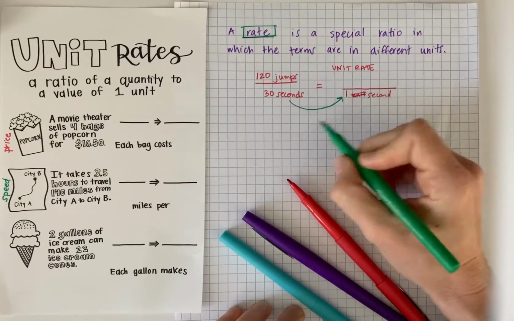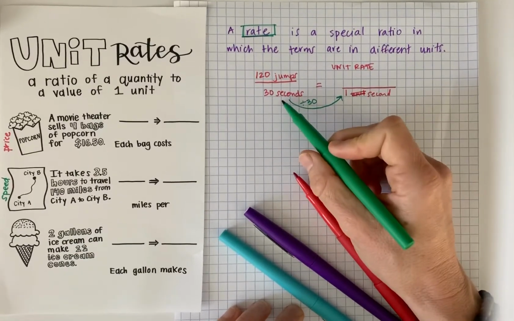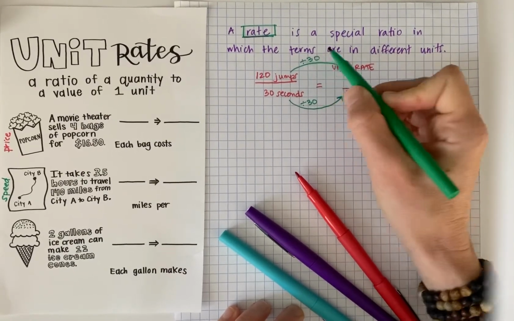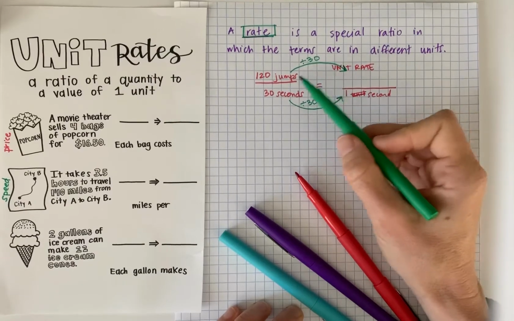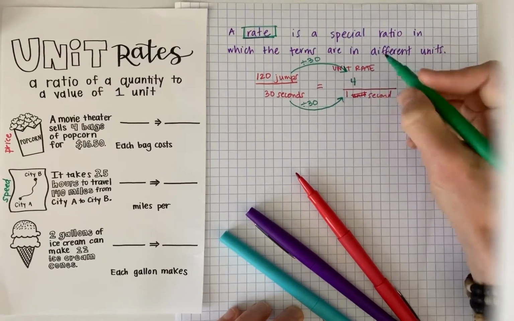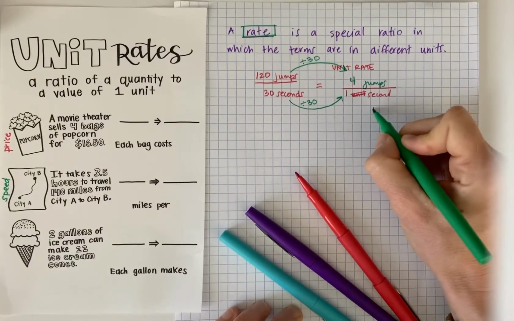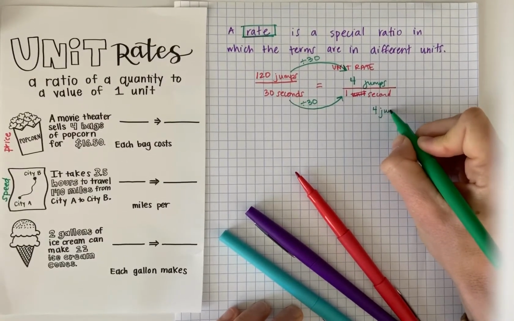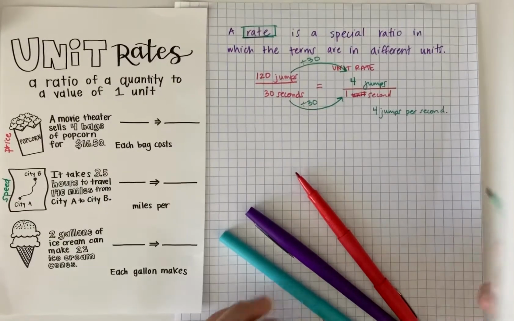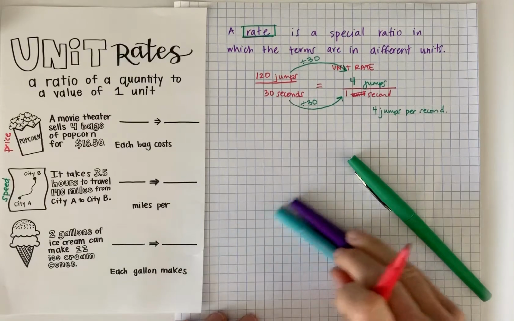So if I'm going from 30 to 1, I'm basically dividing that by 30. And whatever I do to my denominator, I also have to do to my numerator. Divide by 30. I'm pretty much dividing by a scale factor of 30. So I'm doing the same thing to the numerator and denominator. So 120 divided by 30 is going to be 4 jumps. So I could write that her unit rate was 4 jumps per second, for example. I don't think it was exactly 120, but whatever it was, it doesn't matter. Okay, so back to our guided notes.